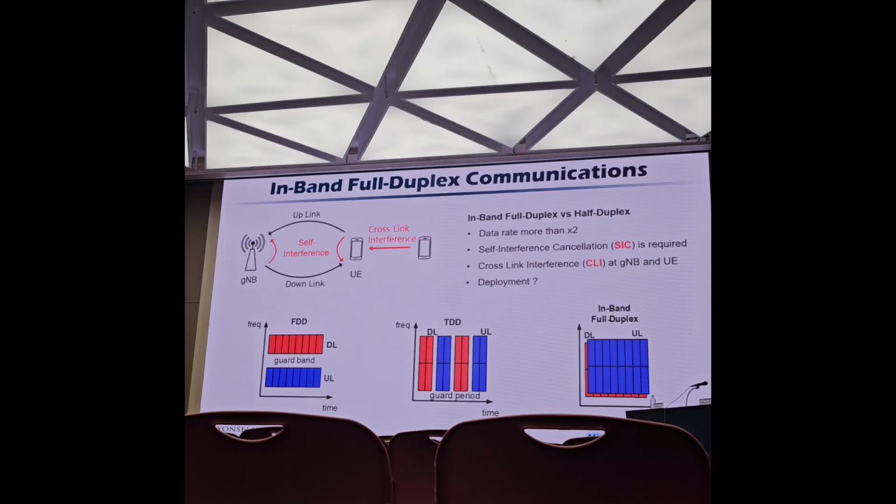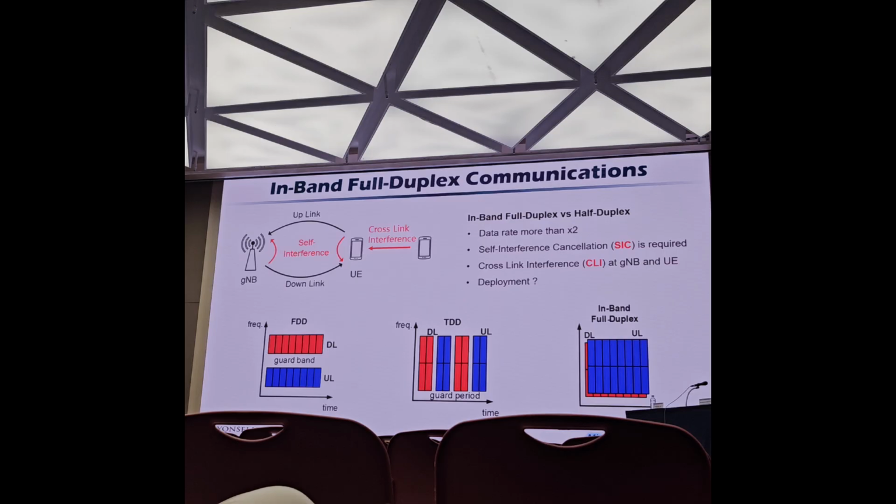So we have the full time and frequency together. So we can achieve twice the data rate compared to FDD or TDD. The problem is self-interference because we are transmitting a signal while we are receiving. So our transmitted signal is going to be self-interference for our receiver.